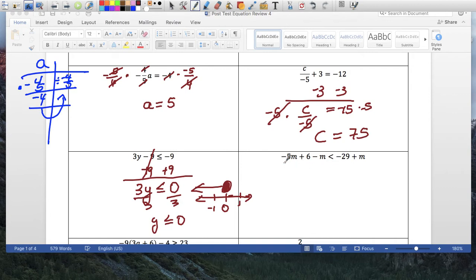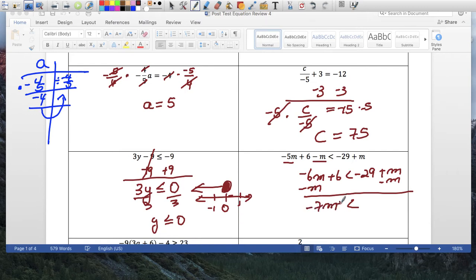Combine like terms first, so negative 5m and negative m is negative 6m plus 6, negative 25 plus m. I want to get rid of this m, so I'm going to do minus m on both sides. So negative 6m minus m is negative 7m plus 6, minus 25, and these two go out. Minus 6 on both sides, and I'm going to have negative 7m is less than negative 35.